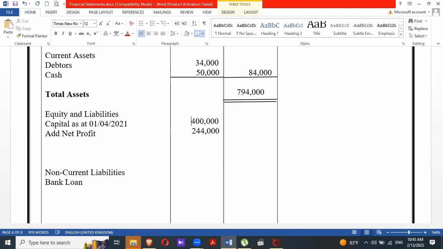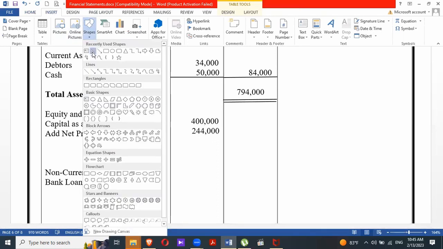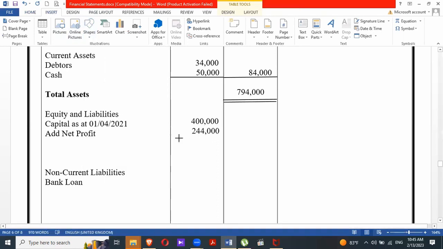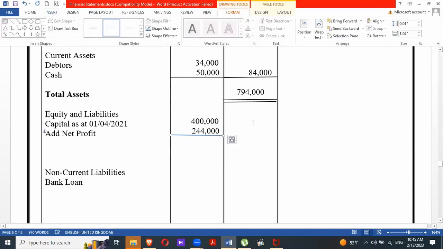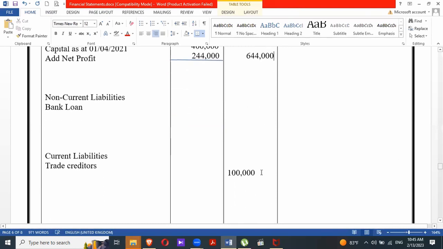Here, opening capital balance 400, net profit we added 244,000. There's no drawings and additional capital. So we can take the answer directly to the other side. Only after adding the net profit, as there are no other values given here for additional capital and drawings. Here 644,000. Bank loan liability, non-current liability directly we mention under the third column.